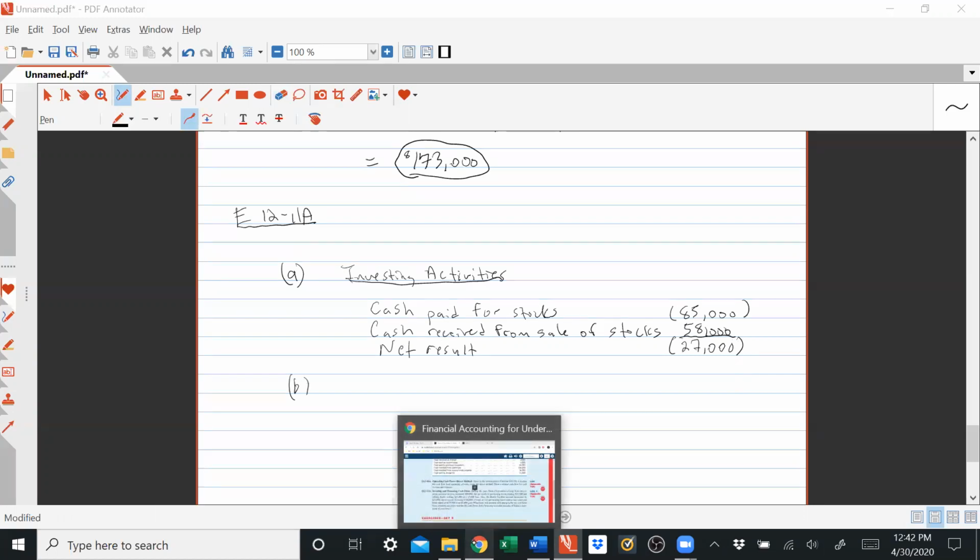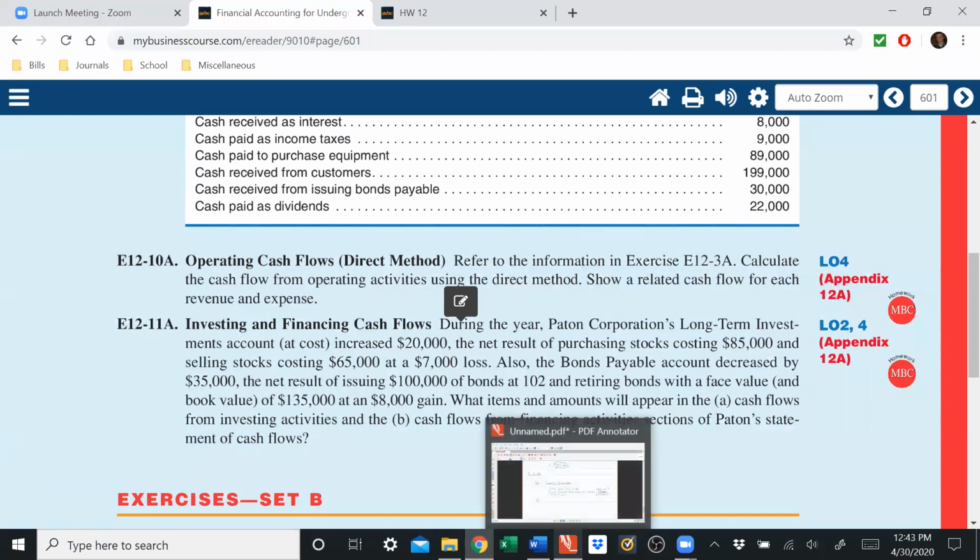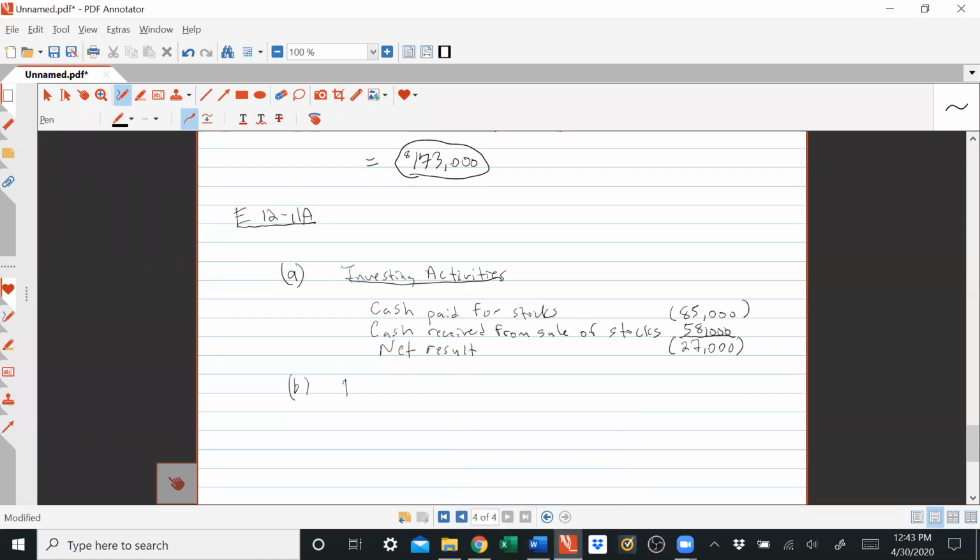B. Also, bonds payable decreased by 35,000. That doesn't really matter, but what matters is they issued $100,000 of bonds at 102. When they issue a bond, it means they're borrowing money. And what's the issue price? What is Patent receiving in cash? They're receiving 102 of the $100,000. Cash received from issuing bonds: 1.02 times 100,000. So they got $102,000 cash inflow from issuing bonds.